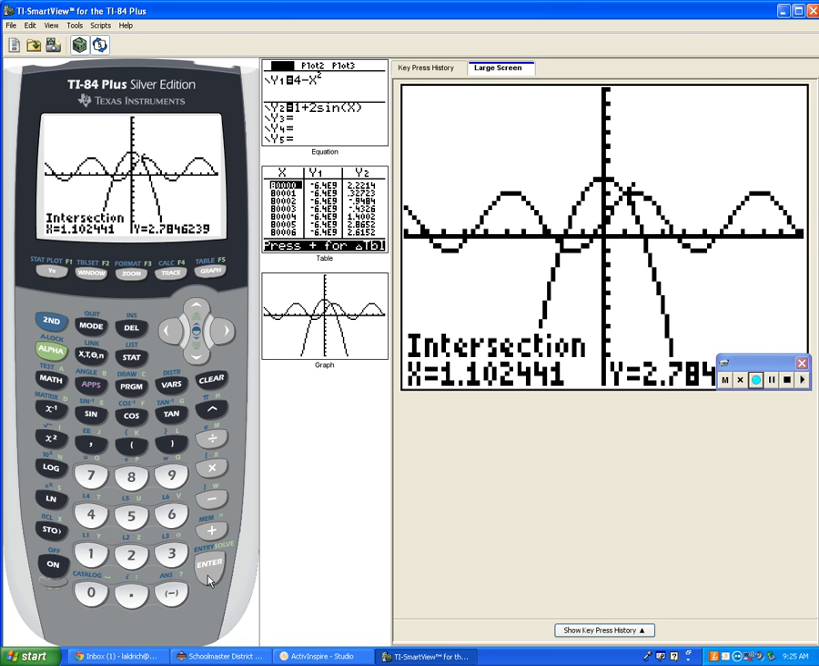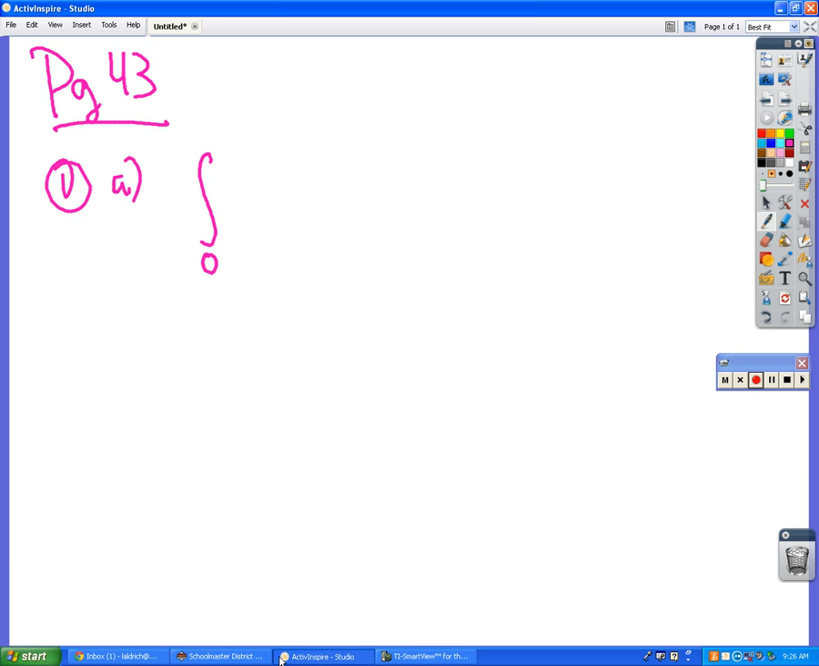Okay, so not, what did you say, 1 point what? And what did I say when I was reading the directions? 1.102. Thank you very much. Someone was paying attention to at least 3 decimal places. Okay? So you want to have 0 to 1.102.